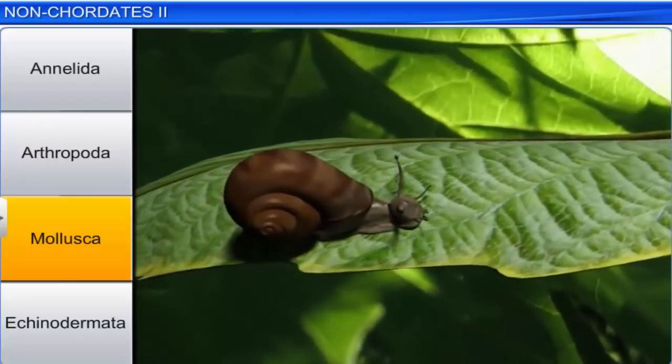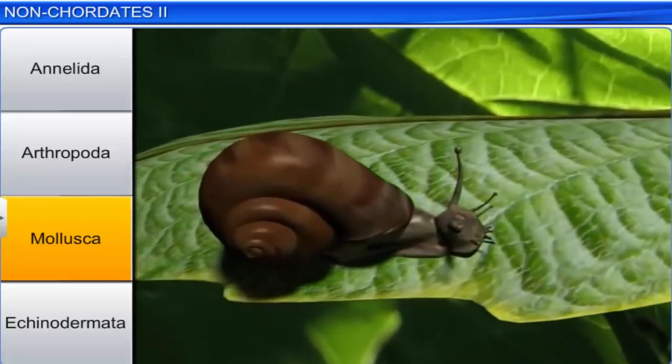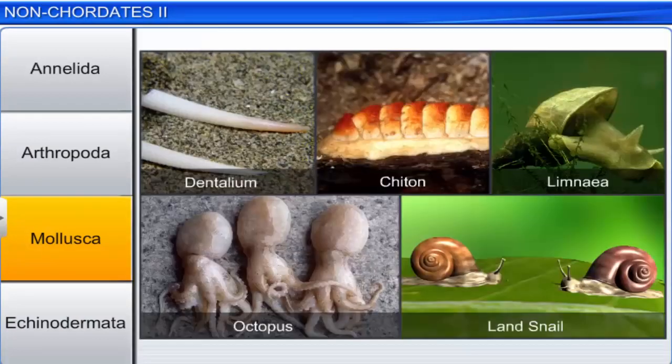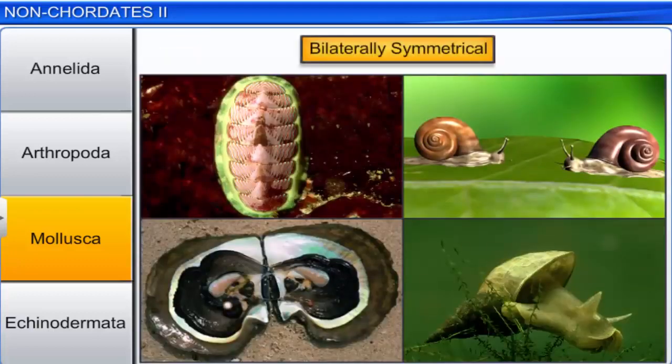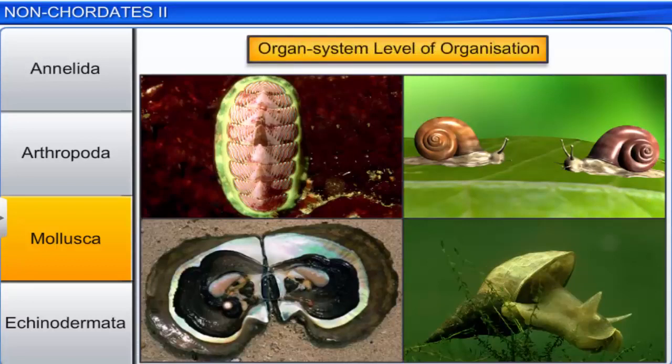Phylum Mollusca is the second largest phylum of Animalia. Mollusks are terrestrial or aquatic animals. They are bilaterally symmetrical, triploblastic, coelomate animals with an organ system level of organization.